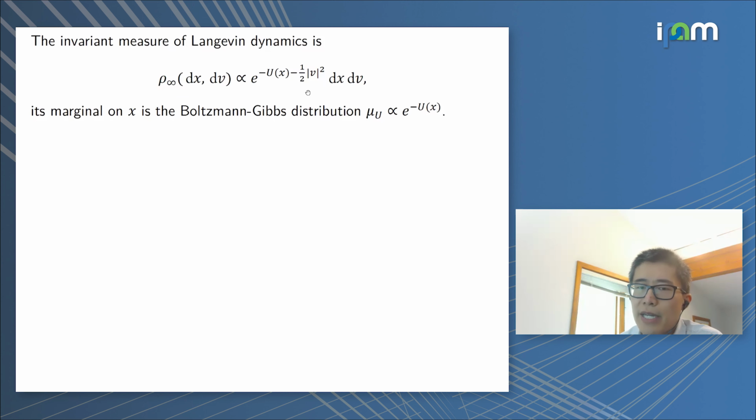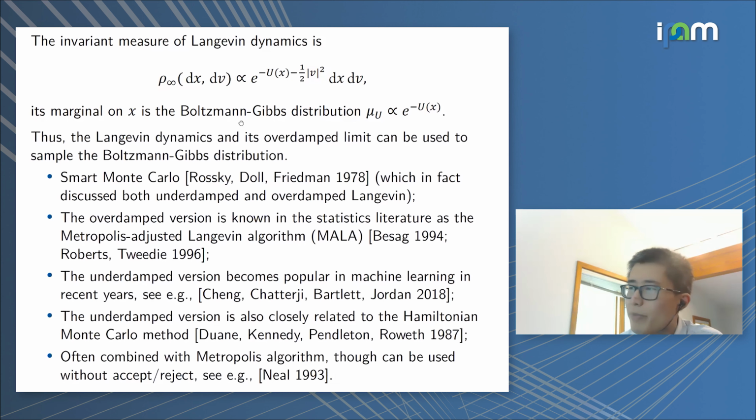Of course, this idea is not really new, and it was discovered, I guess, more than 40 years ago, first by chemists, and they call it smart Monte Carlo. It's by this paper.